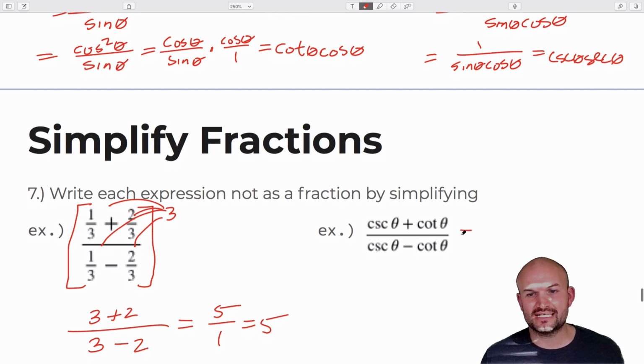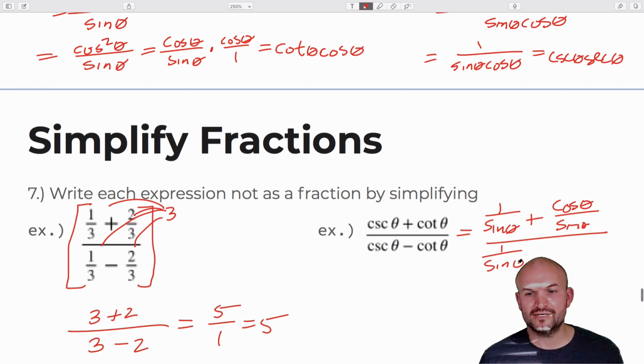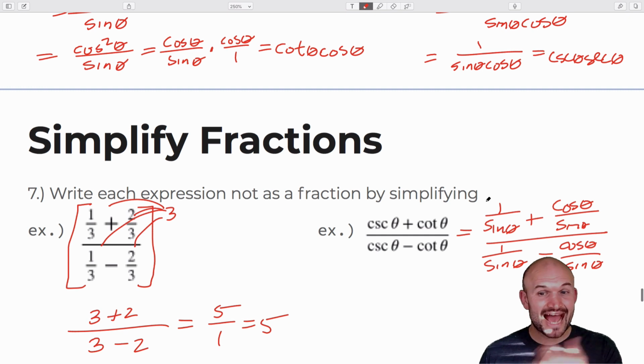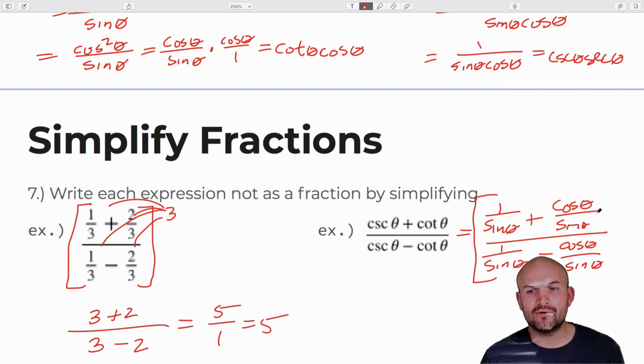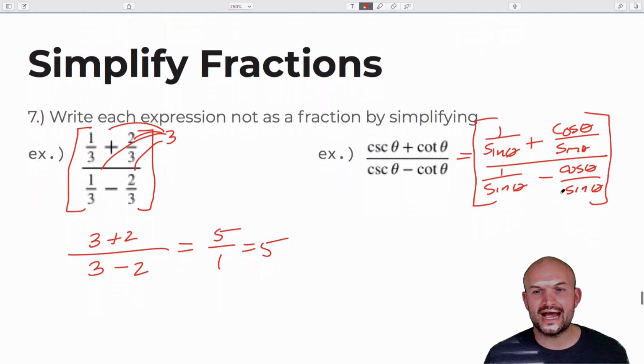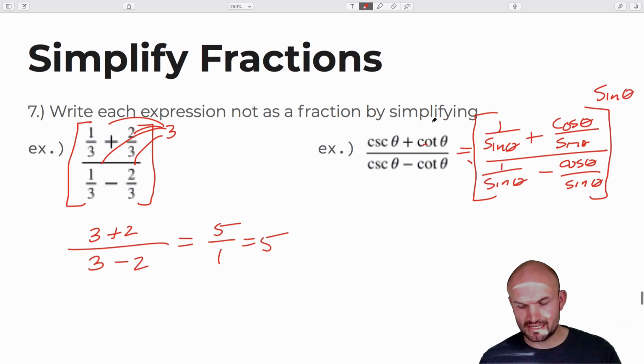So what I'm going to do in this case is rewrite everything in terms of sines and cosines. So I'm going to rewrite this as 1 over sine of theta plus cosine of theta over sine of theta, divided by 1 over sine of theta minus cosine of theta over sine of theta. Now you can see here that everything is being divided by sine of theta. So now it's similar to this last example, where I can just multiply everything times sine of theta. A lot of times if something does not seem obvious, the best thing is to write everything in terms of sines and cosines.